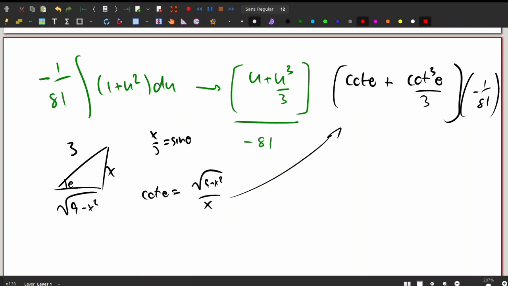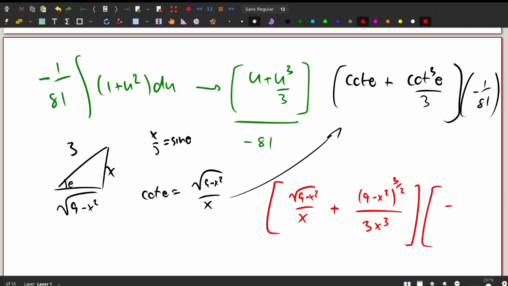So in terms of x, our final answer is going to be the square root of 9 minus x squared over x plus 9 minus x squared cubed square rooted divided by 3x cubed. All of this times negative 1 over 81. And finally, this is an indefinite integral. We're going to have plus c. And this is our final answer using both a trigonometric substitution and a u substitution.